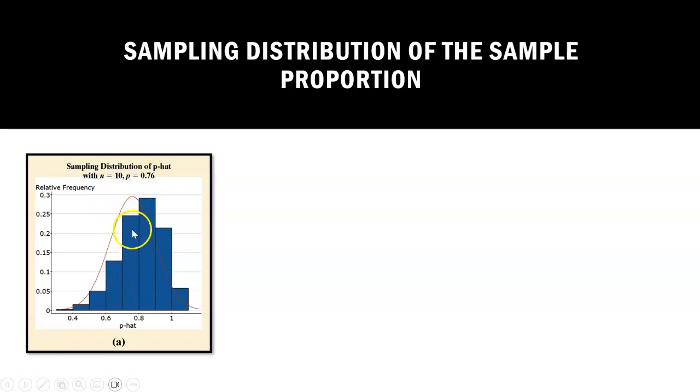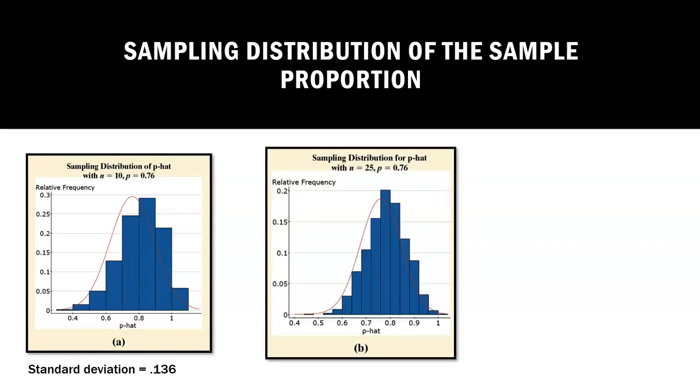The mean of our p hat here is 0.76, all right? And then the standard deviation, which it doesn't show on here, ends up being 0.136. And then we would do that again, but this time we would take 25 samples and repeat the process. You would calculate the proportion for each one. You would do it 25 times, and this is the model that you would get.